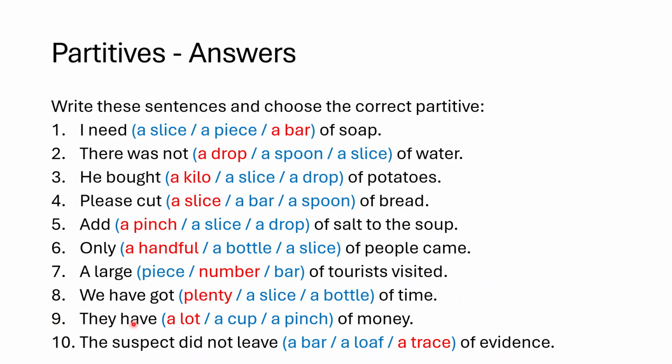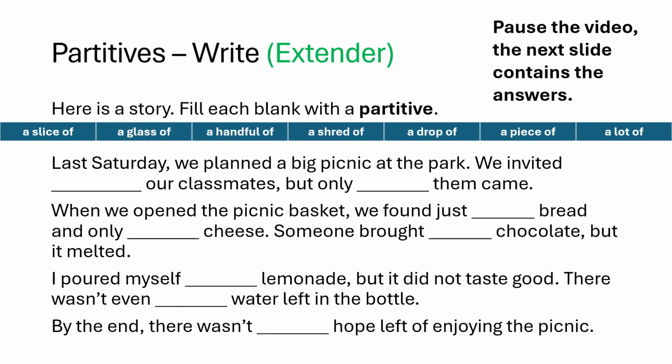9. They have a lot of money. You should have written a lot. 10. The suspect did not leave a trace of evidence. You should have written a trace. Here is an extender for anybody who would like a challenge. Fill in the blanks of the story with a partitive.